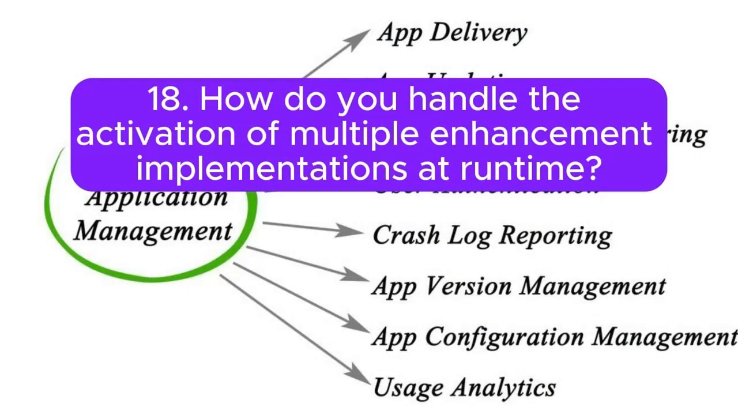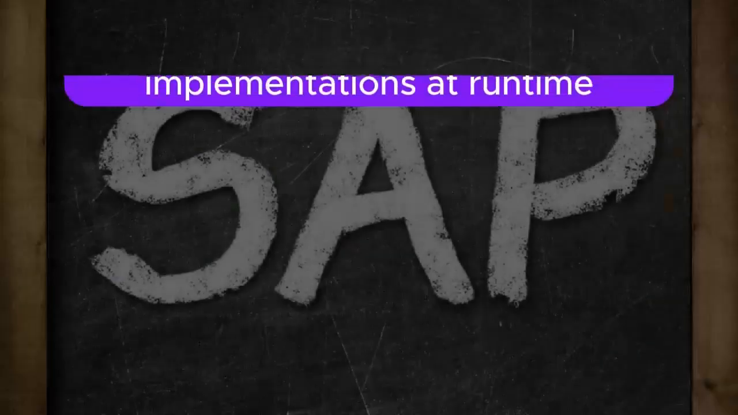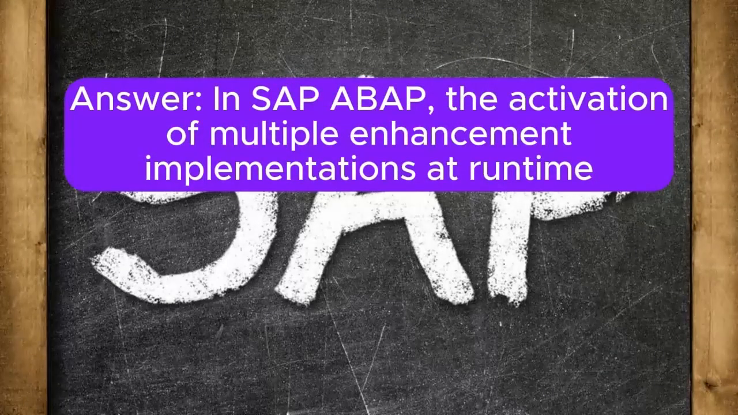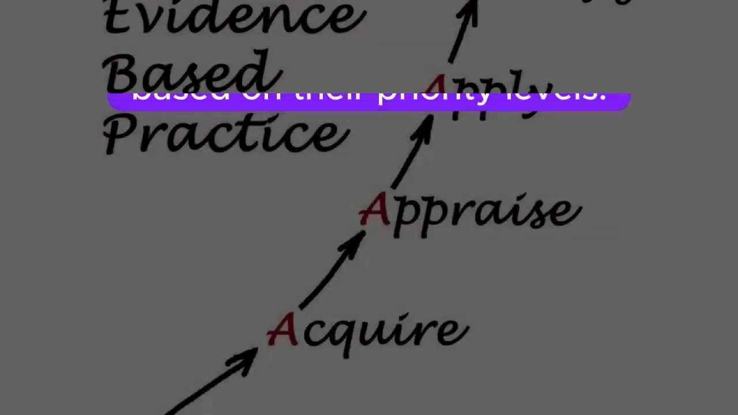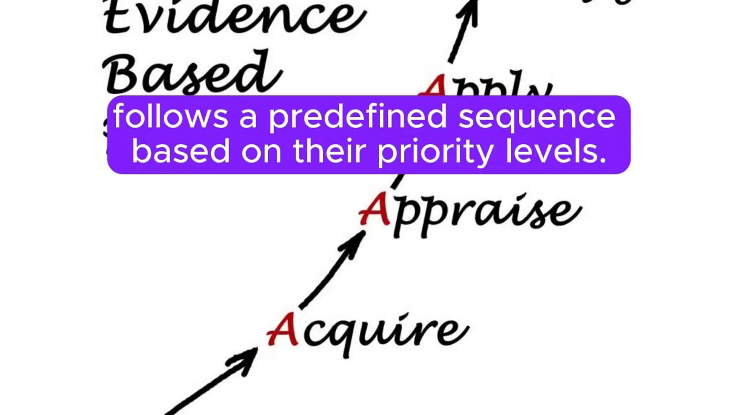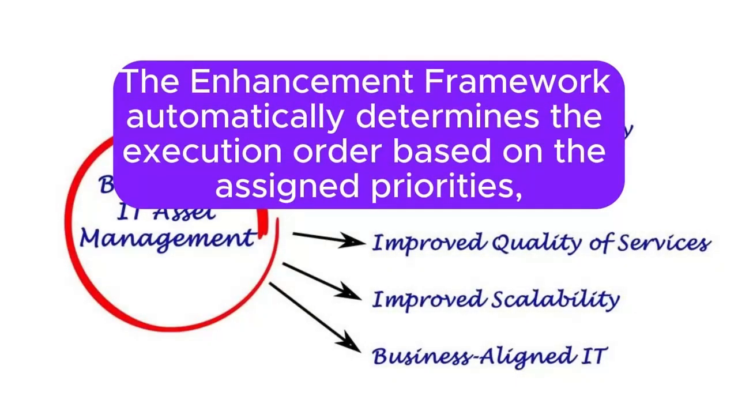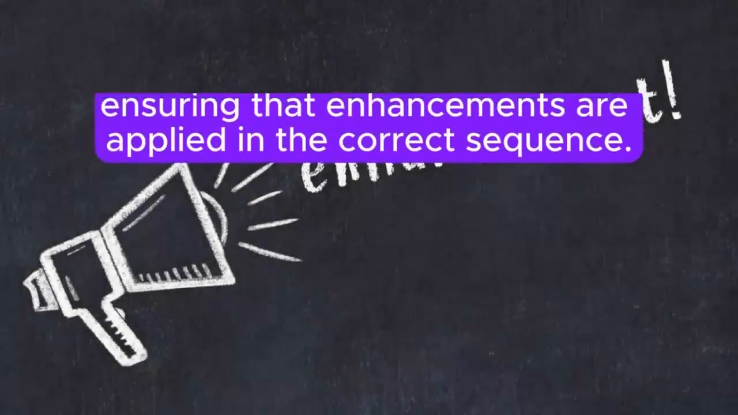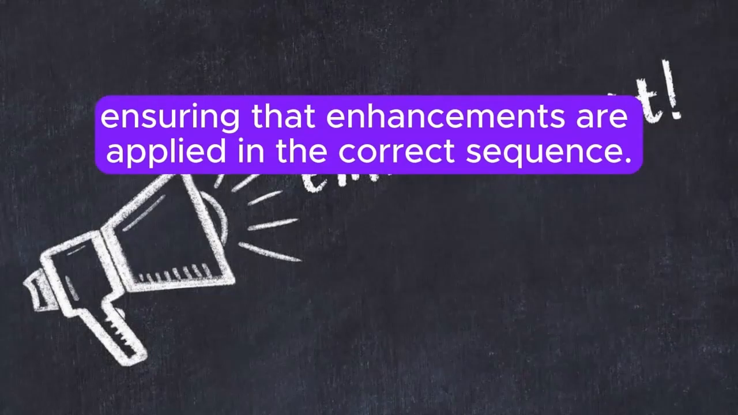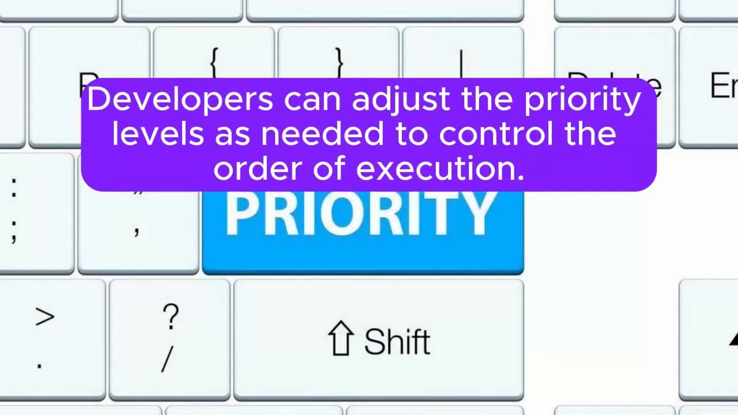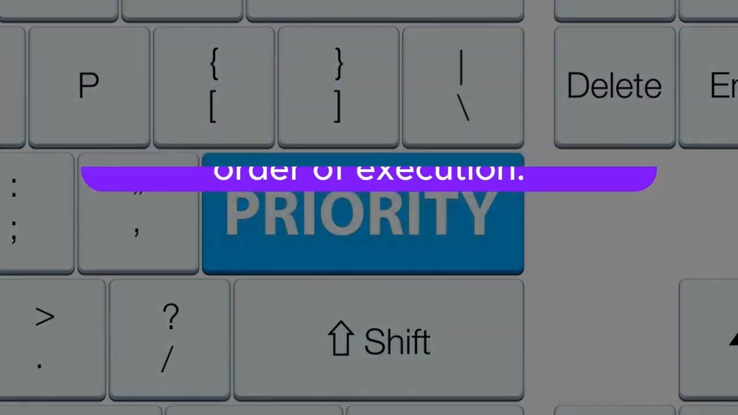18. How do you handle the activation of multiple enhancement implementations at runtime? Answer. In SAP ABAP, the activation of multiple enhancement implementations at runtime follows a predefined sequence based on their priority levels. The enhancement framework automatically determines the execution order based on the assigned priorities, ensuring that enhancements are applied in the correct sequence. Developers can adjust the priority levels as needed to control the order of execution.